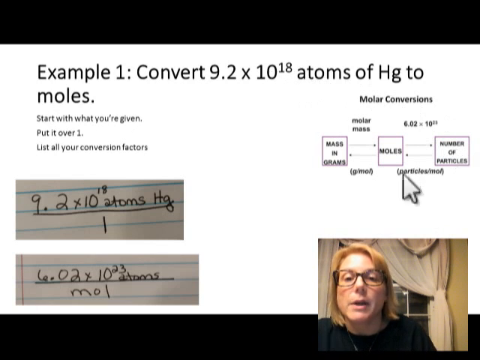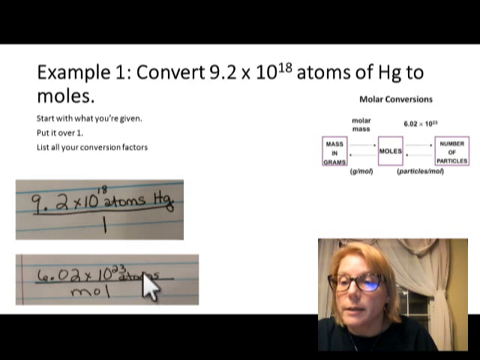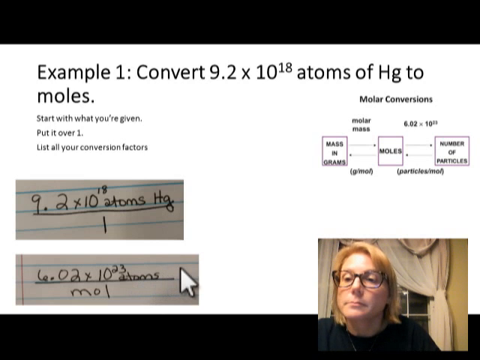So whenever I go from here to here, the only thing that I need is Avogadro's number. So I write down Avogadro's number, and notice that I write exactly 6.02 times 10 to the 23rd atoms over moles. If you're not writing your units, atoms per mole, then this won't work for you, because this is a very visual process. It keeps you from having to memorize things.